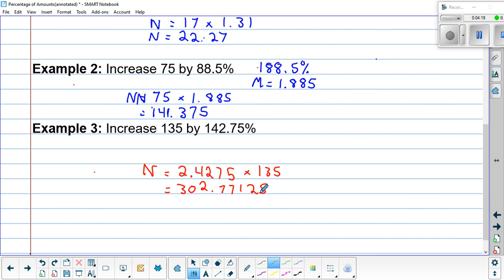Notice that if something increases by 100%, say if I have $5 and I increase it by 100%, that means I have another $5. So if I'm increasing something by 142, you expect it's going to go up a lot more. So it's almost 1.5 times more. And if 135 doubled is 270, then 302 compared to 270, oh yeah, that probably makes up that last little bit.